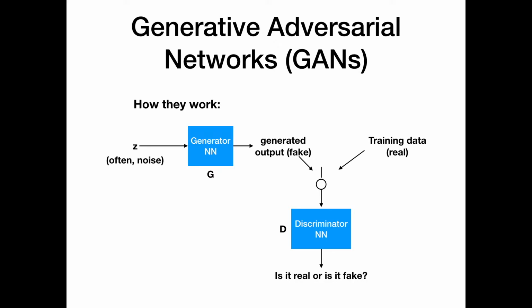And we just pit these against each other. As one gets better, the other gets worse, in the sense that if the discriminator does a better job, it's catching more fakes, and if the generator does a better job, it's letting more fakes pass through.